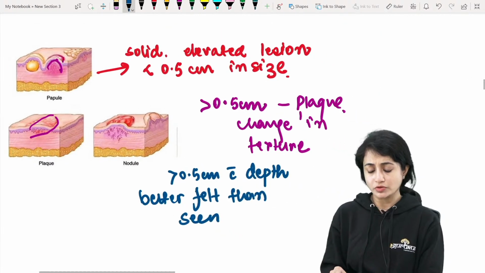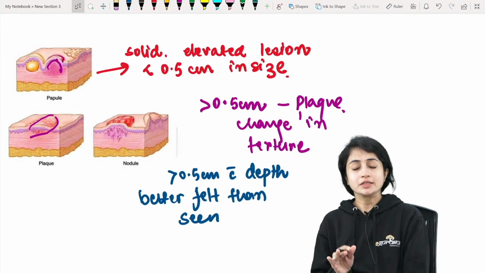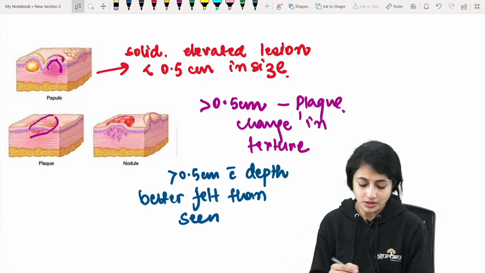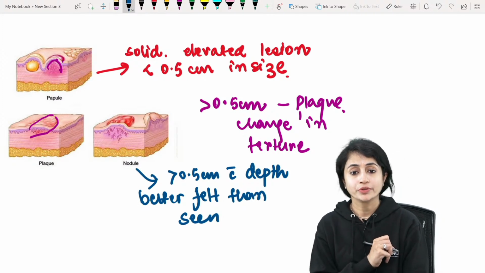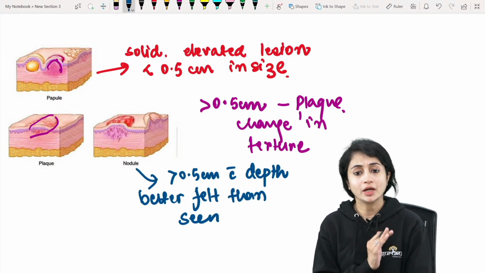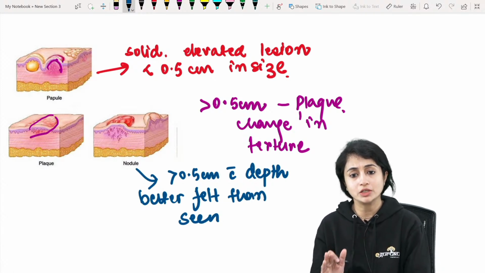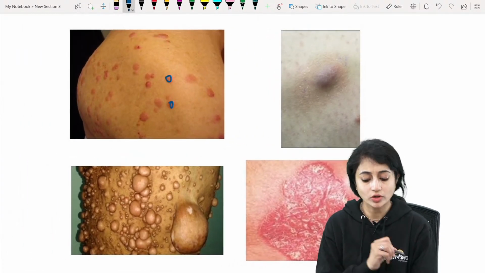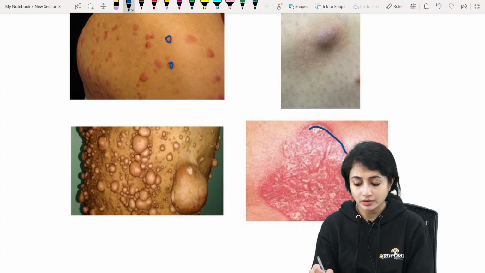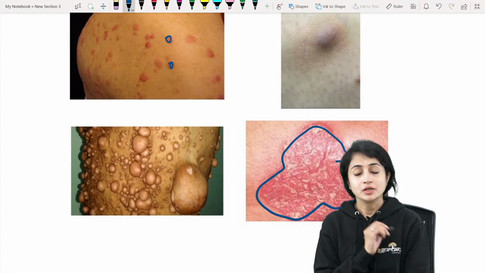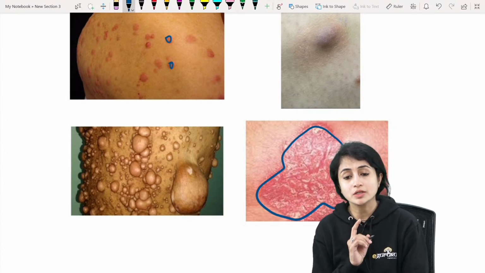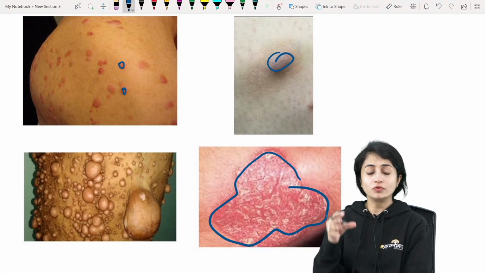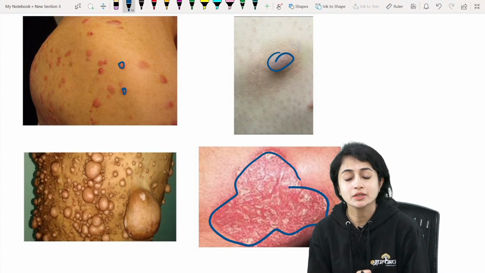If I have a lesion which is more than 0.5, solid and elevated, but when I feel it, I feel it has more depth to it than what I can see on the surface, then it is called a nodule, right? So this is a papule, a plaque and a nodule. I'm just talking about primary lesions here. A papule is a raised, solid, elevated lesion. A plaque is something that you see in psoriasis. It is more than 0.5 centimeter, there is a change of texture, and it is elevated. And a nodule is something which, if you feel it, you will feel there is more depth to it than I could see.